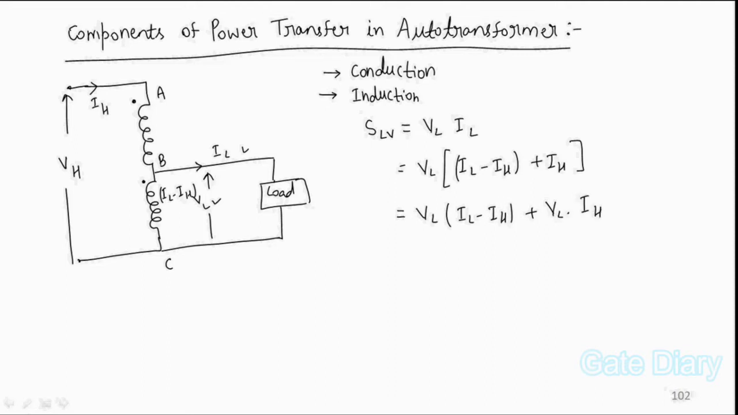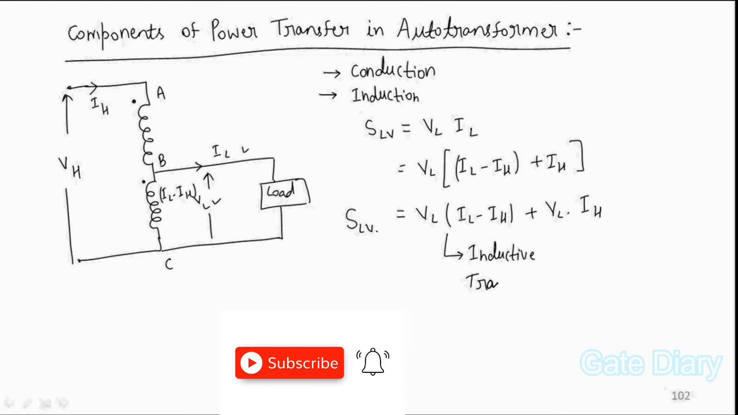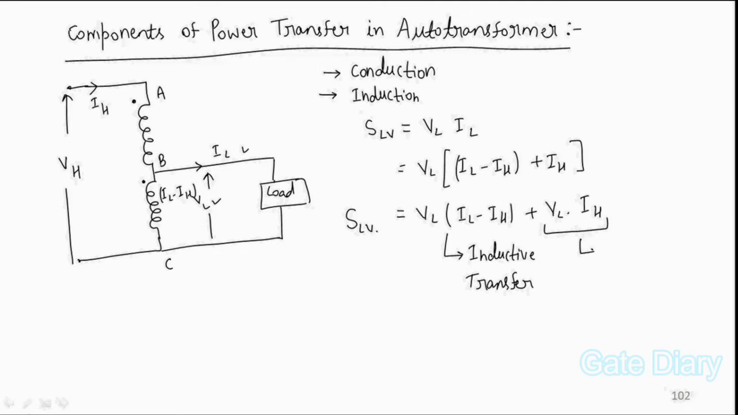So you will get a beautiful relationship, VL into (IL minus IH) plus VL into IH. There are two components of this apparent power at the load side. The first component is called inductive transfer, or you can say this power is because of transformer action. And this one, VL into IH, is because of conduction. This is conductive transfer.